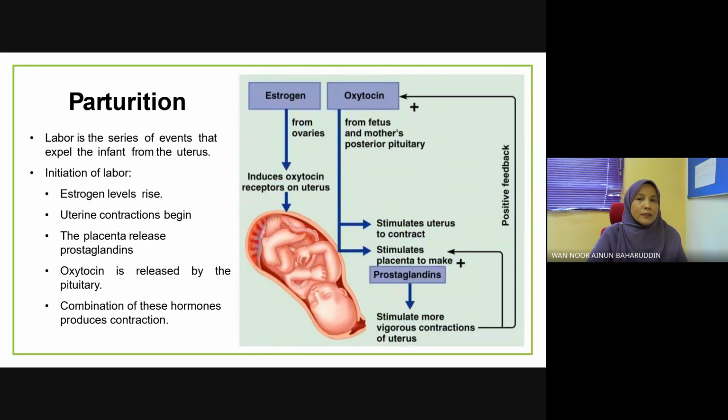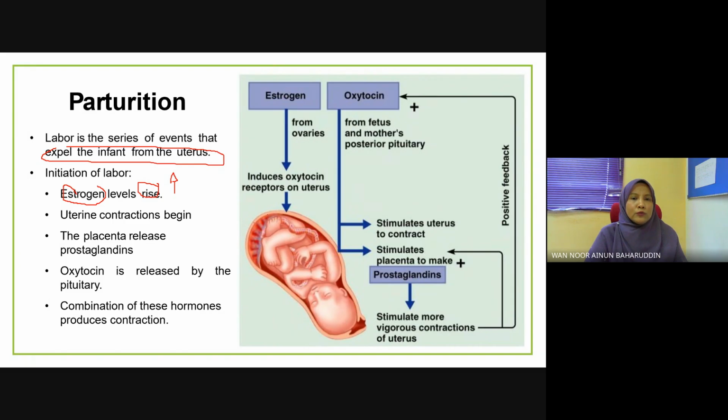So what is parturition? Parturition is labor, a series of events that expel the infant from the uterus, meaning ready to be delivered. Why? Because of the regulation of hormones. Which hormone? First one, the estrogen. Estrogen level will rise to its peak, and this estrogen from the ovary can induce oxytocin receptors on the uterus.